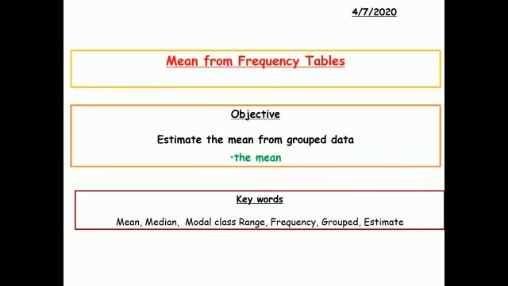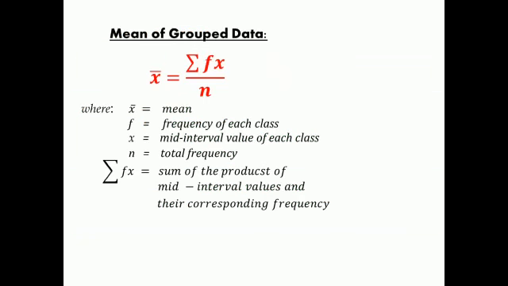So, mean from the frequency table. We have to know some words: mean, median, modal class, range, frequency and group estimate. First we will discuss the mean of group data. There is a formula we have to use: x bar is equal to sigma fx by n.